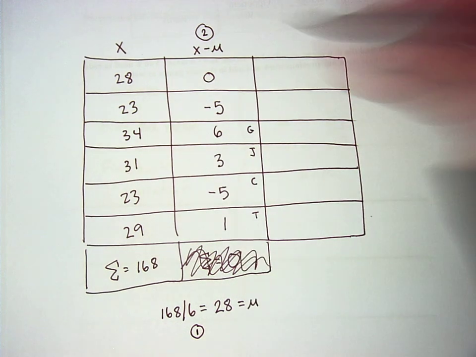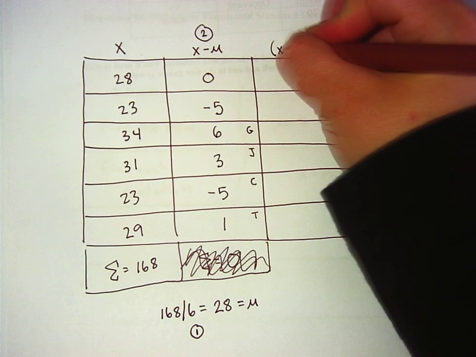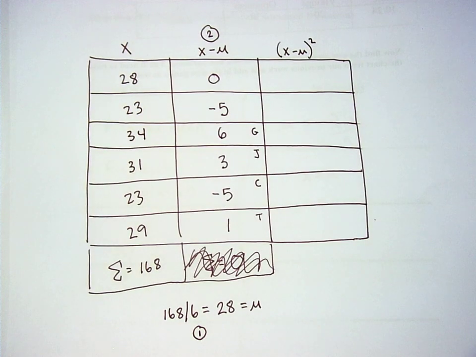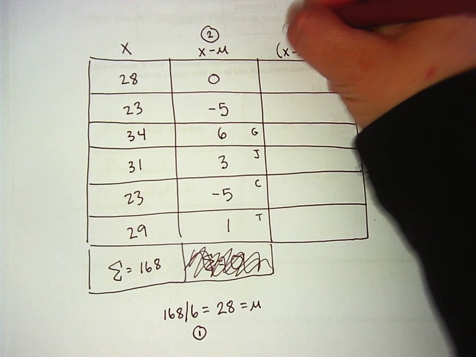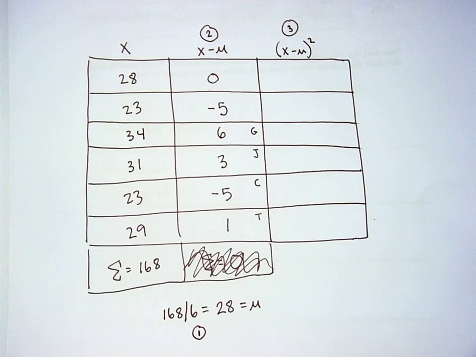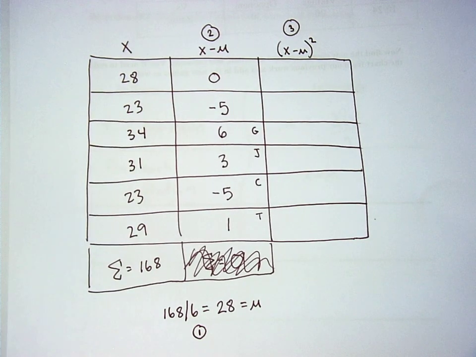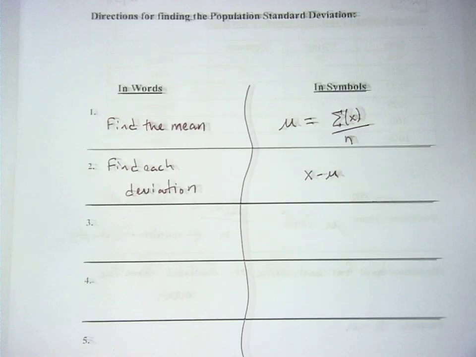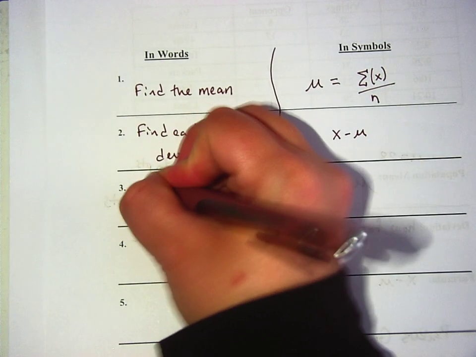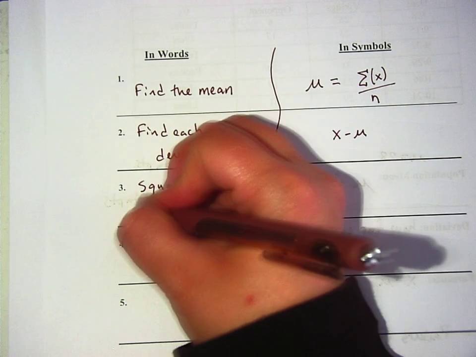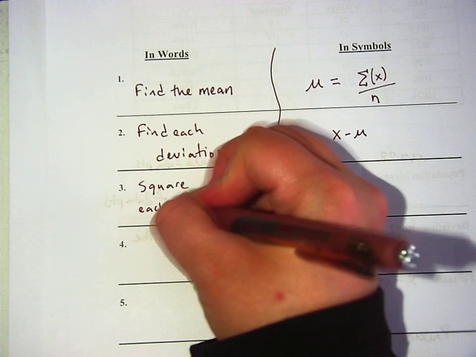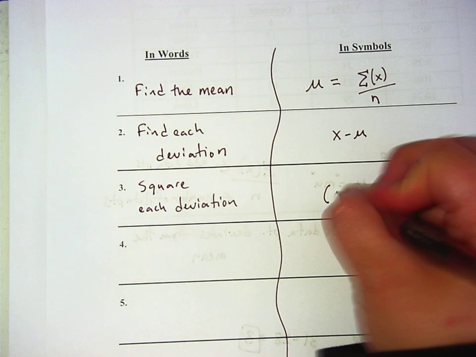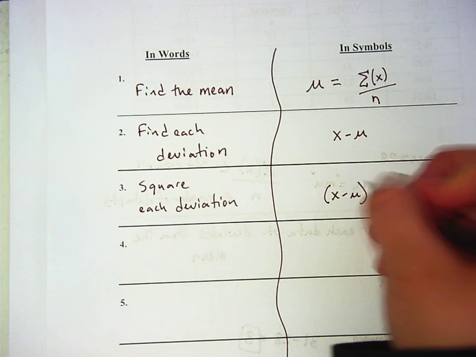Squaring it. So if I just square all these deviations, all of them will turn positive. So my third step is I'm going to square all the deviations. So I'm writing that right there, but then I'm also going to go over here to this sheet, and I'm going to write square each deviation.